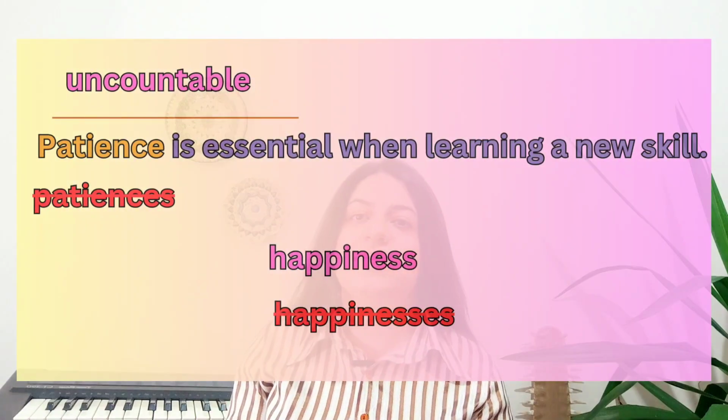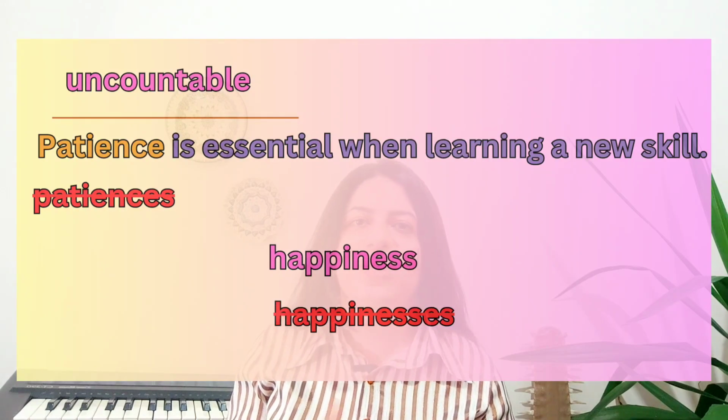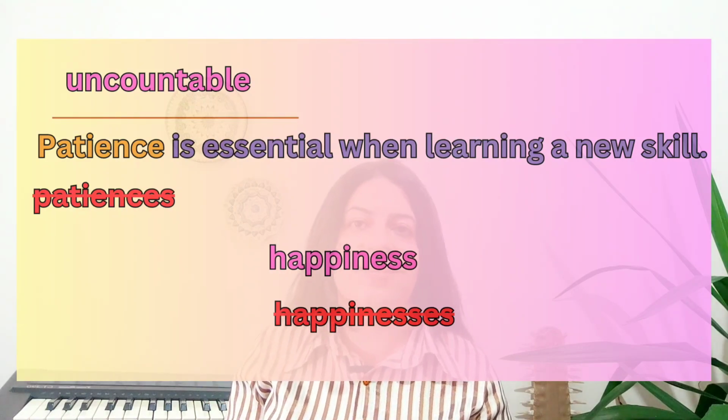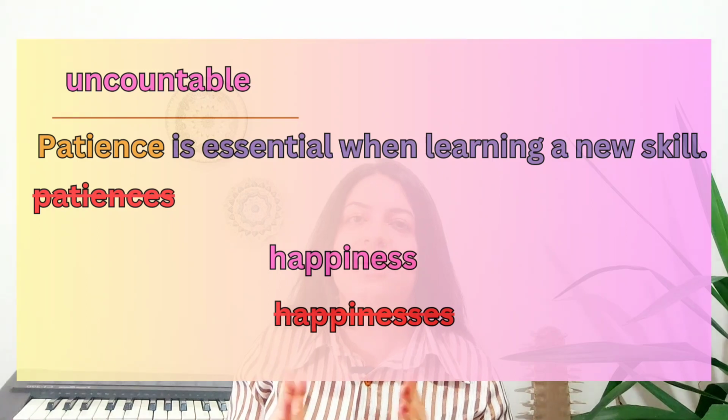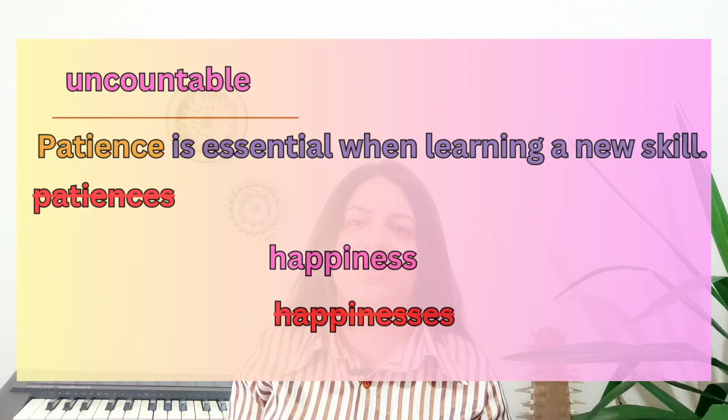However, some abstract nouns are uncountable and cannot be counted, like patience is essential when learning a new skill. You cannot say patiences. Similarly, happiness is an uncountable abstract noun, and you cannot say happinesses. Most abstract nouns tend to be uncountable.